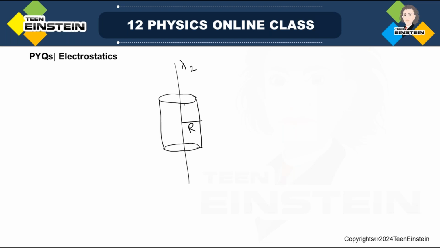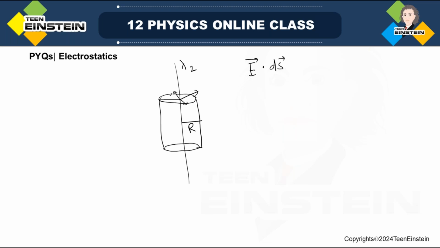So the electric flux is actually E dot ds, where E is the electric field. The direction of the electric field is always radial. In this case, always a radial electric field, like this.